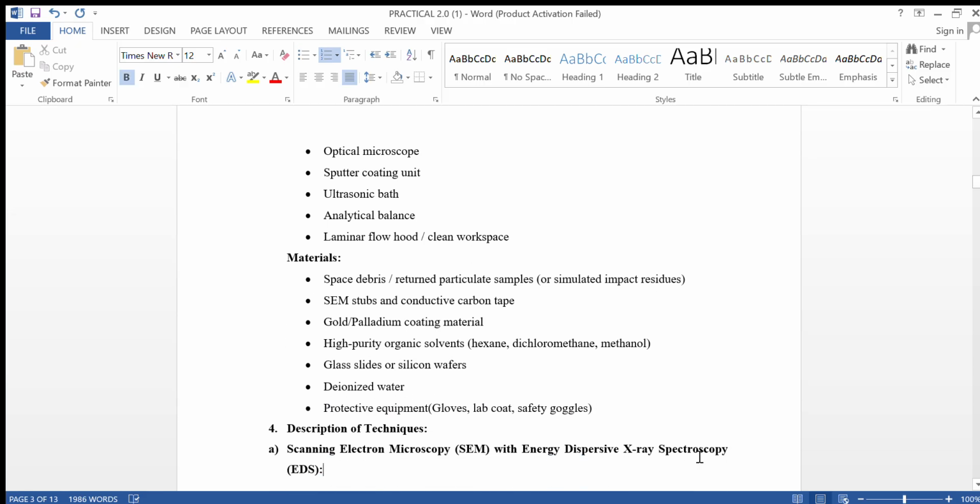Materials: space debris or returned particulate matter or simulated impact residues, SEM stubs and conductive carbon tape, gold or platinum coating material, high purity organic solvents, hexane, dichloromethane, and methanol, glass slides or silicon wafers, deionized water, and protective equipment, which is gloves, lab coats, and safety goggles.